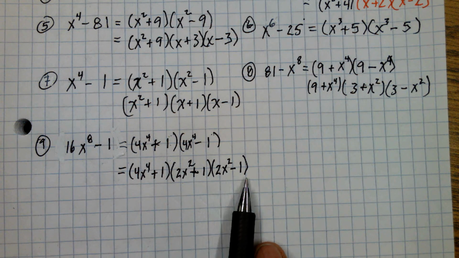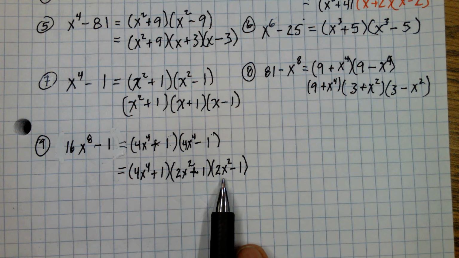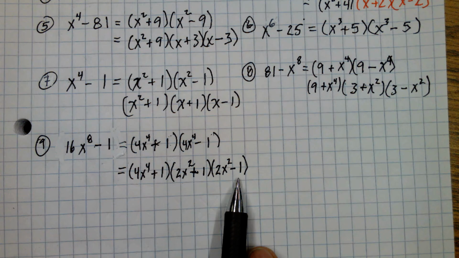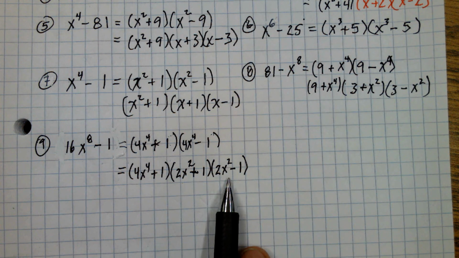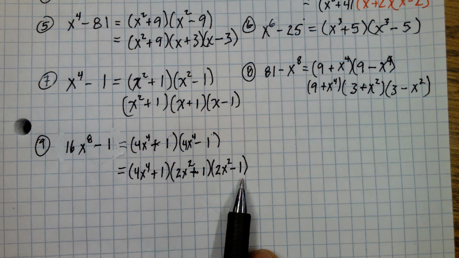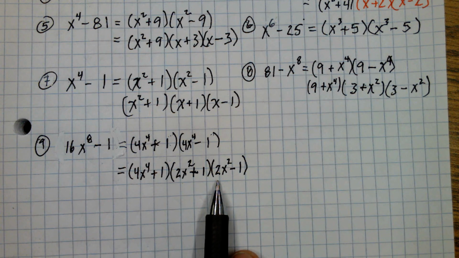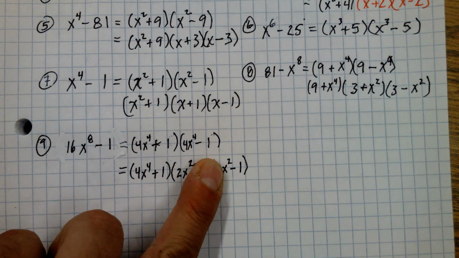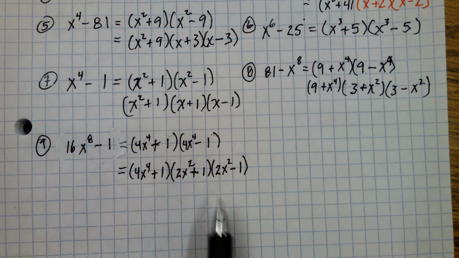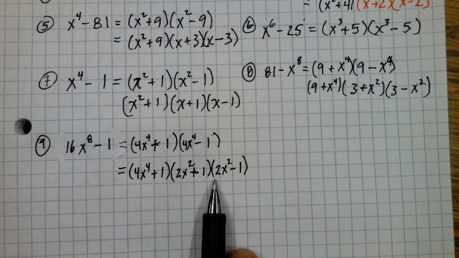So now let's look at this last one. Can I break this one down? Some people are shaking your heads no. Why? What's preventing me from breaking this down further? Yeah, 2 is a prime number. It's not a perfect square. So because of that 2, if it didn't have the 2, yeah, we could break it down. x plus 1, x minus 1. But that 2 keeps us from doing it.